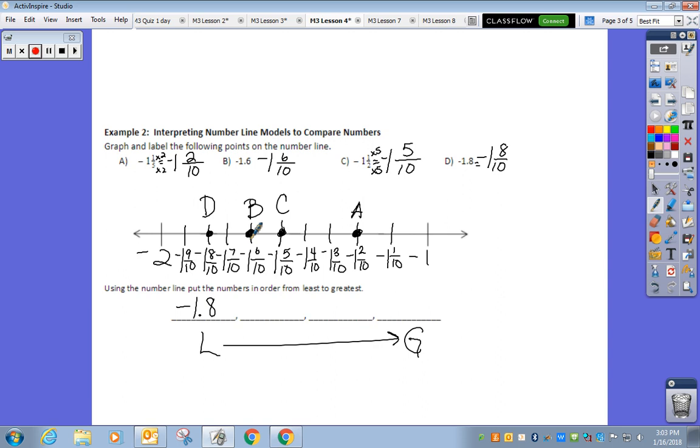Moving over to the right, we have point B, which is negative 1.6. Again, I could write the negative 1 and 6/10 as a fraction if I had that showing that they're the same. And then we have C, which was the negative 1 and 5/10, which was originally negative 1 and 1/2. And then point A, which is negative 1 and 1/5.